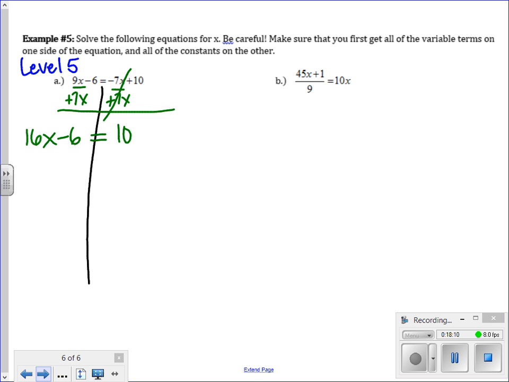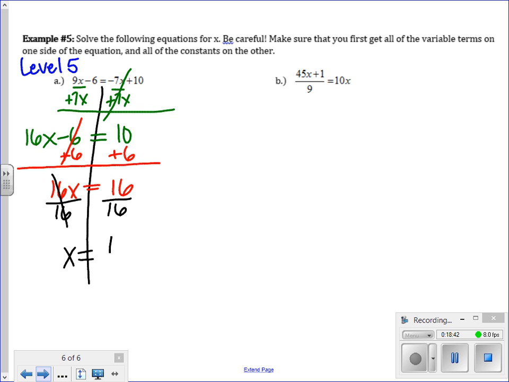Now I only have x's on the left, so now my job is to get the numbers all on the right. So to do that, I'm going to undo this subtraction by adding 6 to both sides. When I add 6 to both sides, it cancels on the left, and I have 16x equals 16. Okay. Now the last step is to get x by itself. 16 times x is what I have on the left here, so I'm going to divide by 16 to make that 16 go away. So my final answer is x equals 1, because any number divided by itself equals 1.